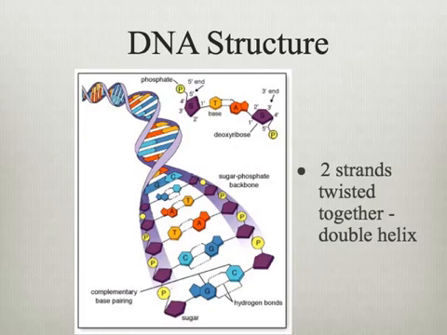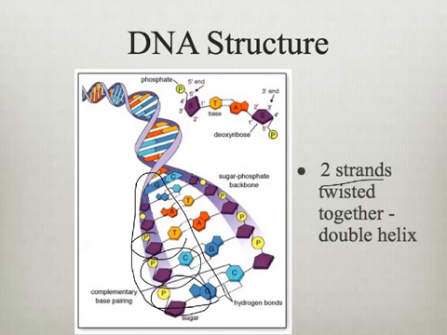So it's 2 strands that have been twisted together. So you can see I have one strand here. Can you see how I have a nucleotide linked to a nucleotide, linked to a nucleotide, linked to a nucleotide? And that strand is bonded to a second strand on the other side. Okay, so there's 2 strands of these nucleotides twisted together. That's DNA.